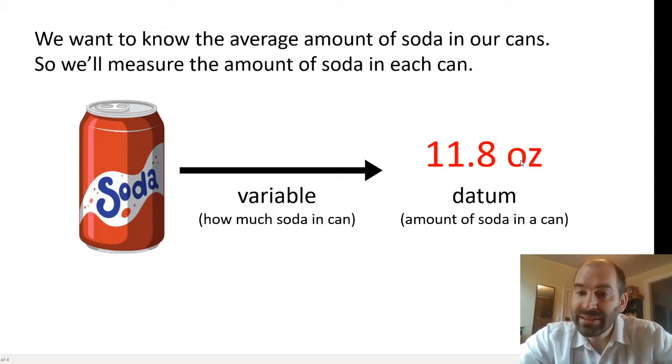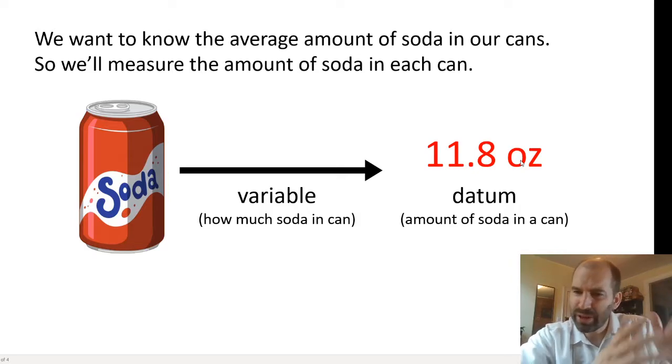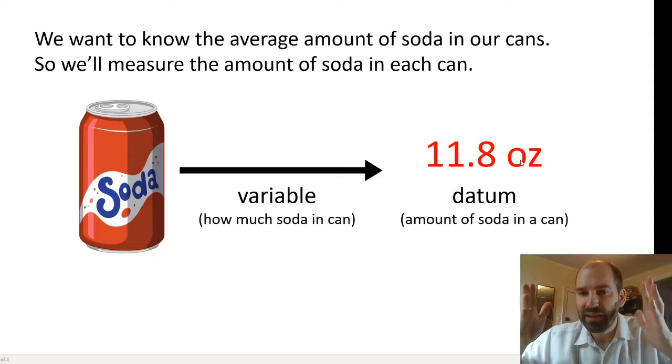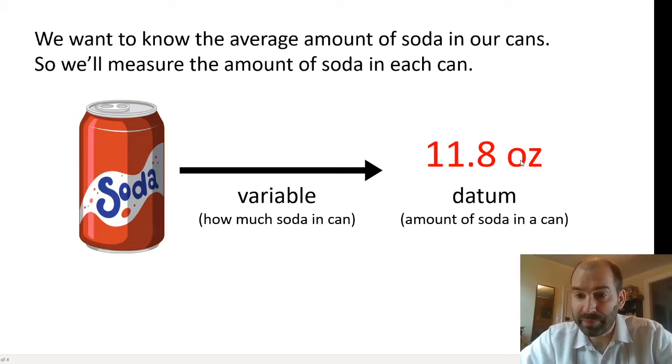When we get an answer for that variable, the answer is called a datum. That's the amount of soda in the can. So the variable is more like the question. It's a description of what we're going to measure, and the datum is the actual value that measurement takes on.